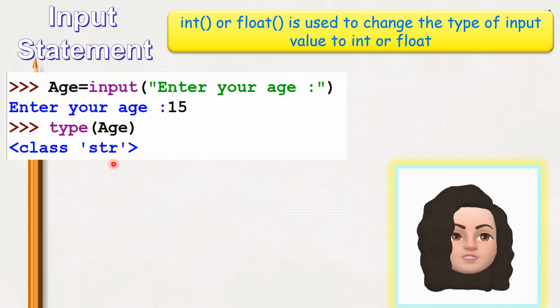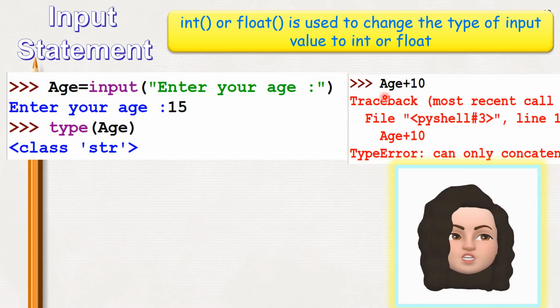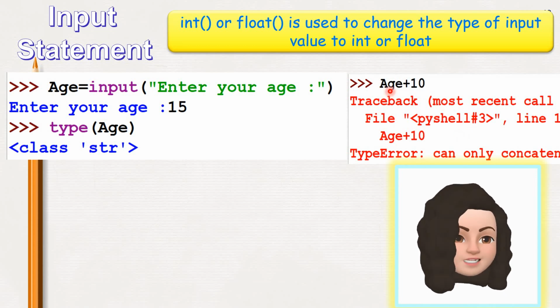So now let me try to add a value along with this variable. I am giving age plus 10. And when I execute, what happens? Python raises an error because age is a variable of string data type and I am trying to add 10, an integer, to a string. That is not possible, hence Python raises an error. So what has to be done? You have to convert this string data type into integer data type.